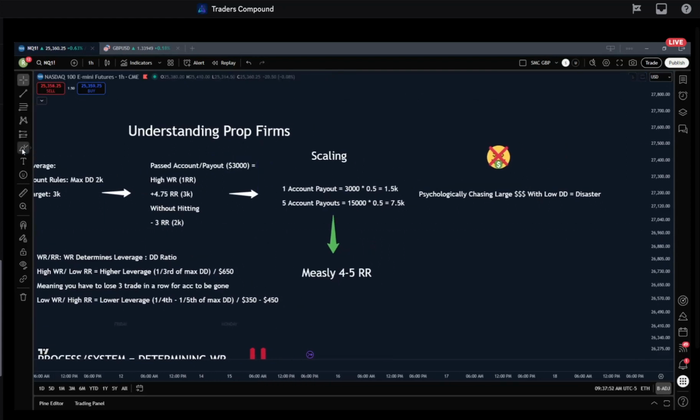So what does that look like at one payout? All right, so let's use the same exact return of about 4.75 risk to reward or 3K in profit using a $650 risk per execution. After you hit this 4.75R, that's a measly 4 to 5 risk to reward. That'll generate you about 1.5K on one account.